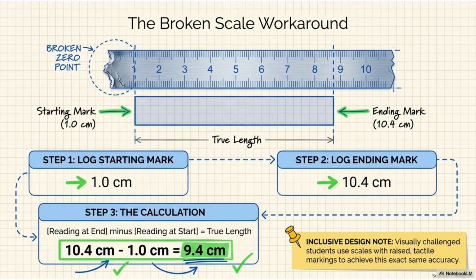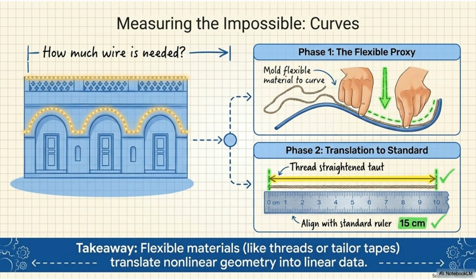If the 0 point of your scale is broken, you can still find the true length. Log both the starting and ending marks, and calculate the true length by subtracting the starting reading from the ending reading. To measure curves, use a flexible material like thread or tailor's tape as a proxy.